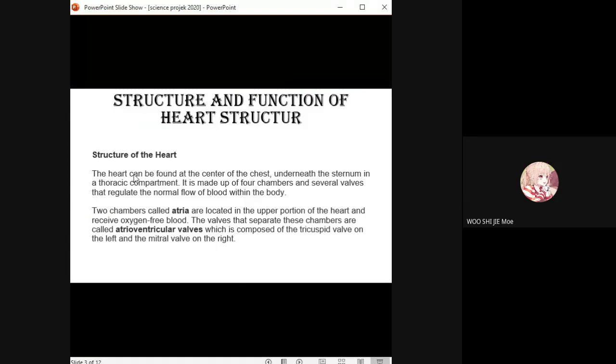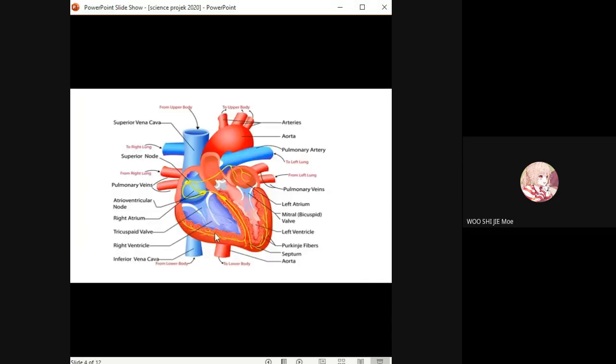Structure of the heart. The heart can be found at the center of the chest, underneath the sternum in a thoracic compartment. It is made up of 4 chambers and several valves that regulate the normal flow of blood within the body. 2 chambers called atria are located in the upper portion of the heart and receive oxygen-poor blood. The valves that separate these chambers are called atrioventricular valves, which are composed of the tricuspid valve on the left and the mitral valve on the right. This is the picture of the heart structure.